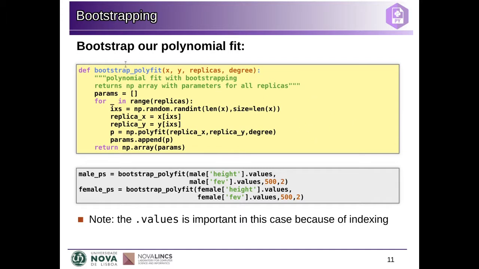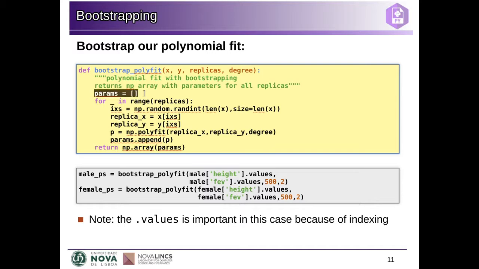So let's see an example here. We start with the X and Y values, so these will be height and lung capacity. We also specify the number of replicas that we want and the degree of the polynomials we want to fit.